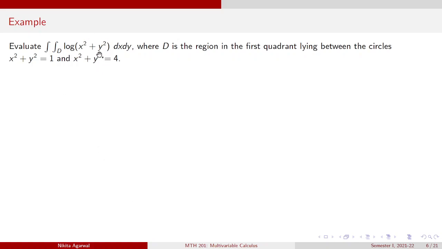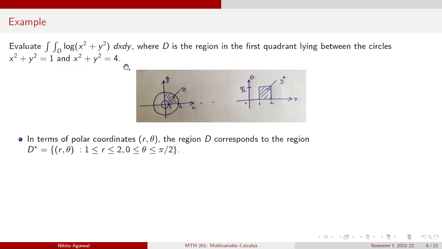Okay. So now let us look at this example where you are integrating this function log of x square plus y square over the region which is in the first quadrant lying between the circles this and this. Okay. So this is the picture. So this is the region D, right? It lies between the circles of radius 1 and 2 in the first quadrant, right?